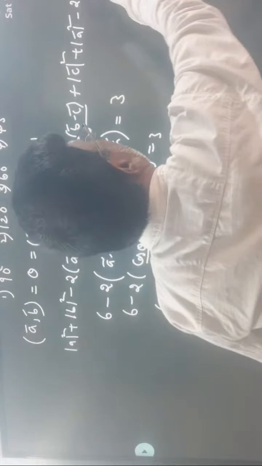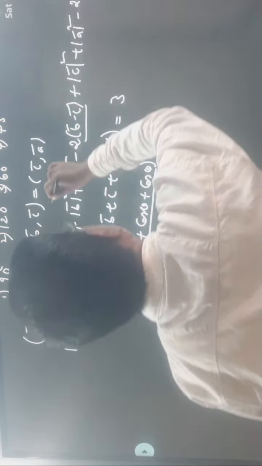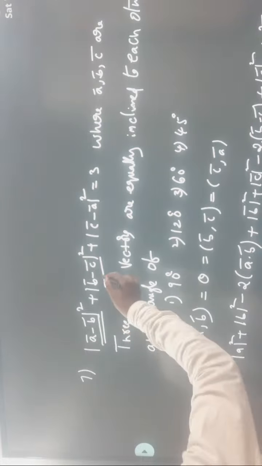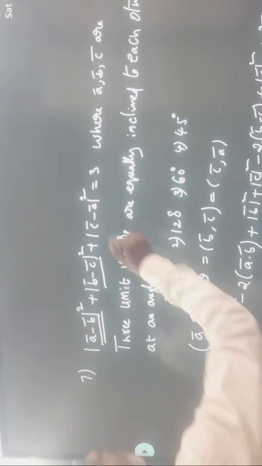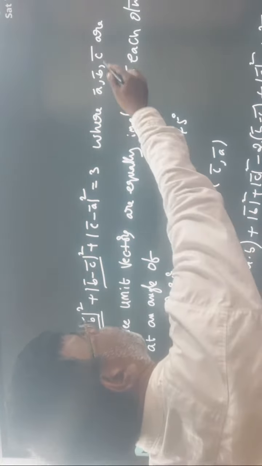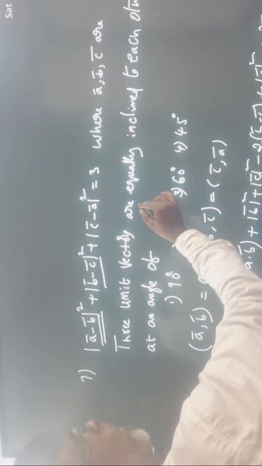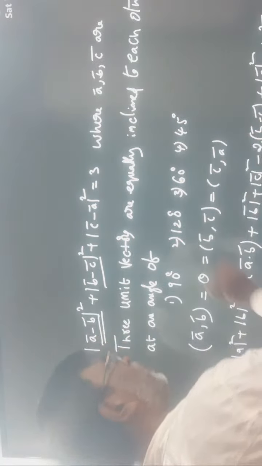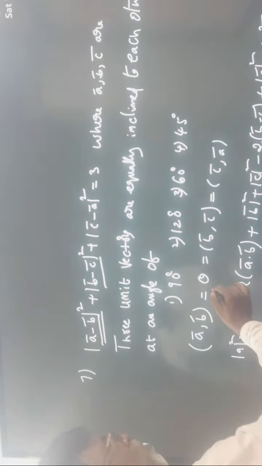Once again I will explain this question, so try to understand this. What is the given question? The given question is mod a bar minus b bar, mod b bar minus c bar, mod c bar minus a bar, is given as 3. This is the data. Where a bar, b bar, c bar are 3 unit vectors equally inclined to each other at an angle, meaning the angle between a and b, between b and c, and between c and a are the same. That angle is asked as theta. We have to find out theta.